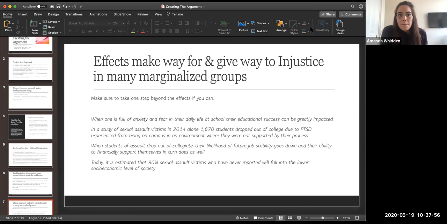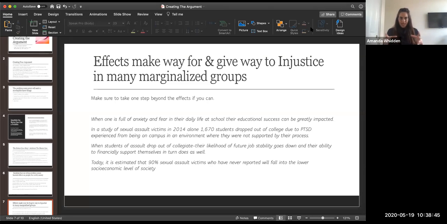If you can take it one step beyond these effects, that's what we are really looking for. When one is full of anxiety and fear in their daily life at school, their educational success can be greatly impacted. In a study of sexual assault victims in 2014 alone, 1,670 students dropped out of college due to PTSD experienced from being on a campus in an environment where they were not supported by their assault process. When students of assault drop out of college, their likelihood of future job stability goes down and their ability to financially support themselves in turn does as well. Today, it is estimated that 90% of sexual assault victims who have never reported will fall into the lower socioeconomic level of society.